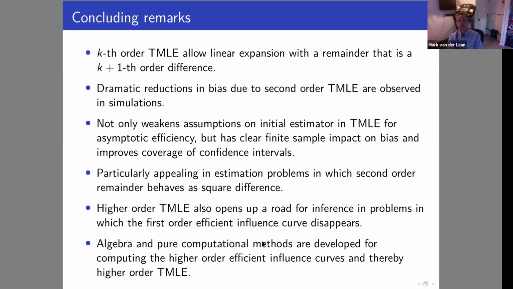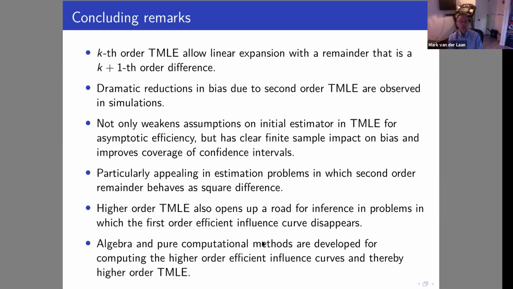Dramatic reductions in bias due to second order TMLE are observed in simulations. It not only weakens the assumptions on the initial estimate in the TMLE for asymptotic efficiency, but has clear finite sample impact on bias and improves coverage of confidence intervals. In particular, it is appealing for an estimation problem in which the second order remainder behaves like squares, which we also have in causal inference.